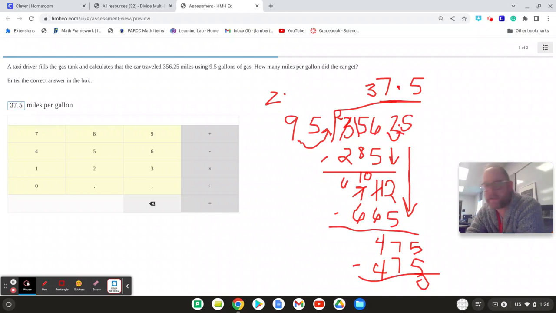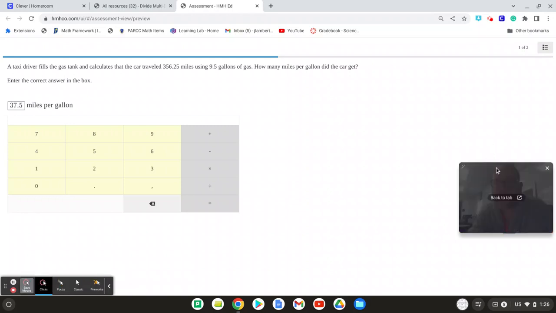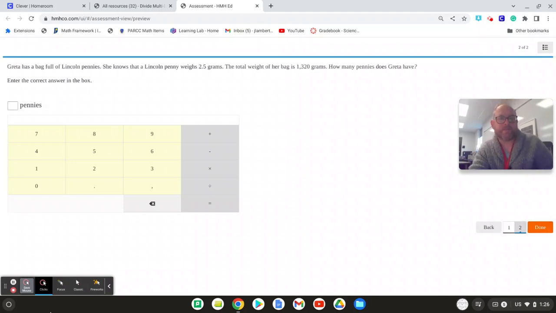Let me double check the book. Yeah, I'm good. I'm the best. Go ahead and clear the screen here, and we'll move on to our next one. There's my mouse. All right. I can't even move on to the next one because I'm hiding it with my big head. There we go. All right, moving on to the second one here.